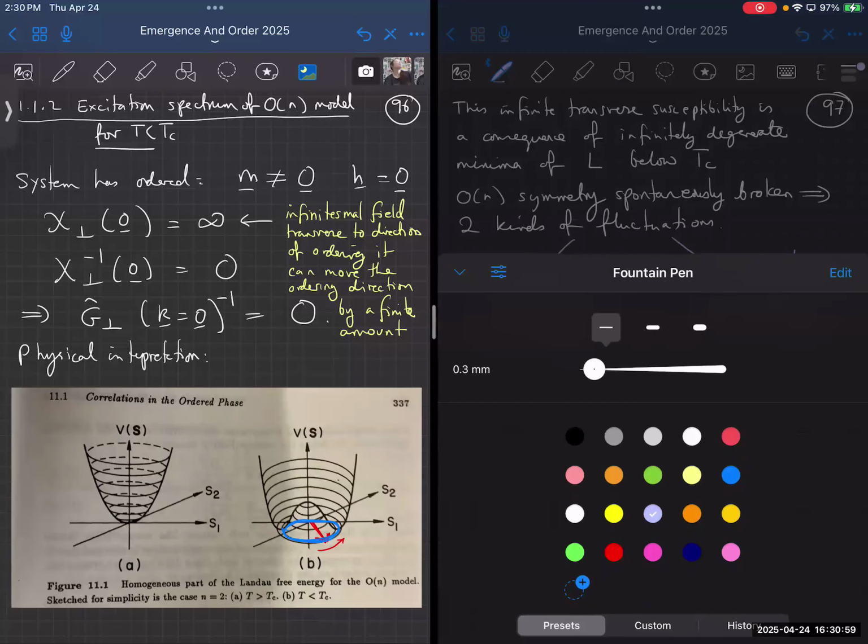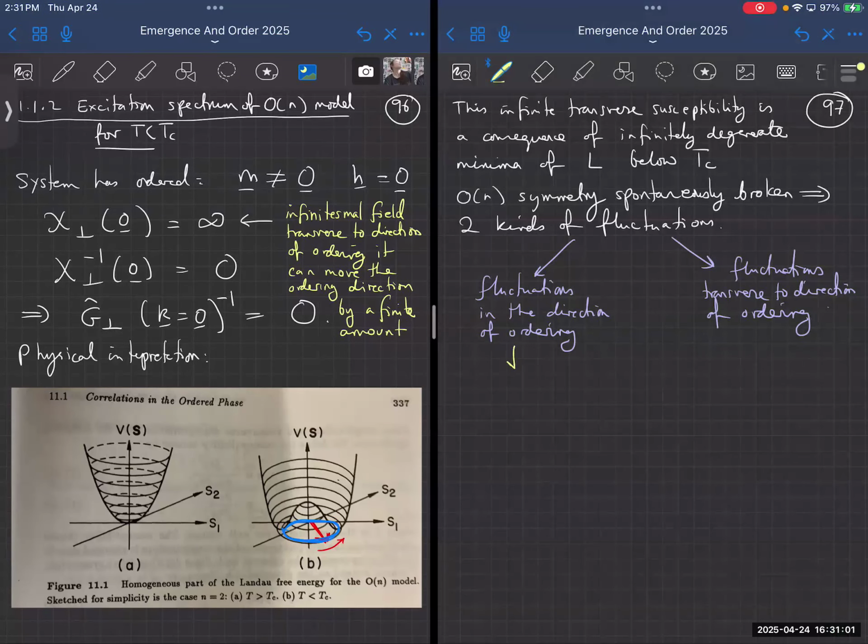So those are the two possibilities that can happen. These ones here change the magnitude of the ordering vector, so these change the magnitude of S. These ones over here change the orientation, or if you like, the phase of the ordering vector.